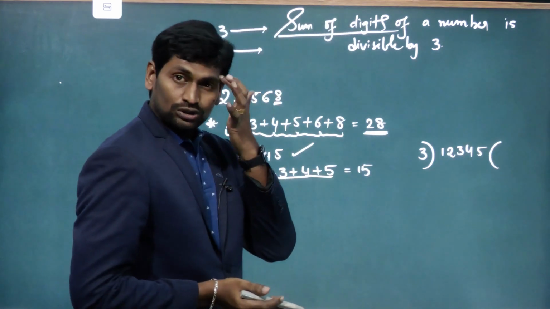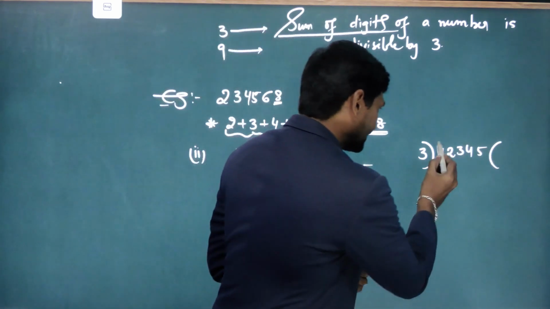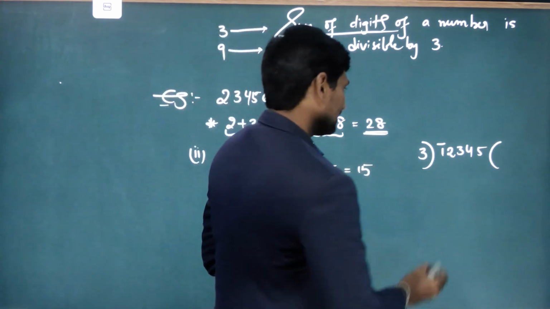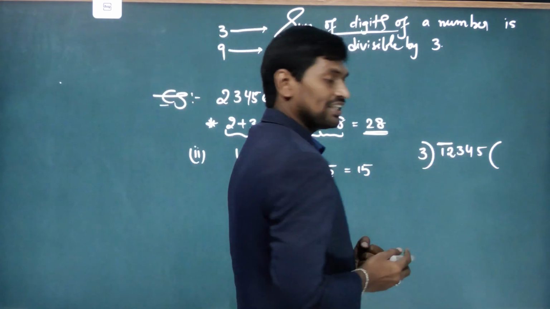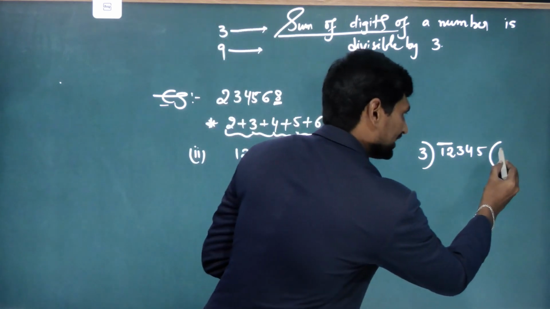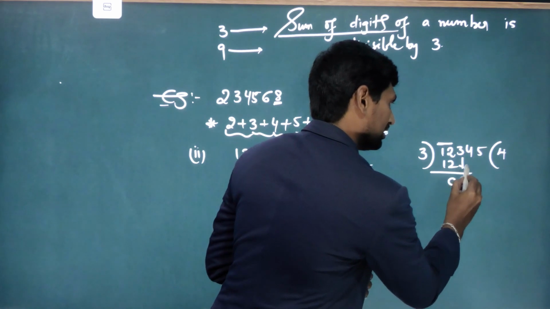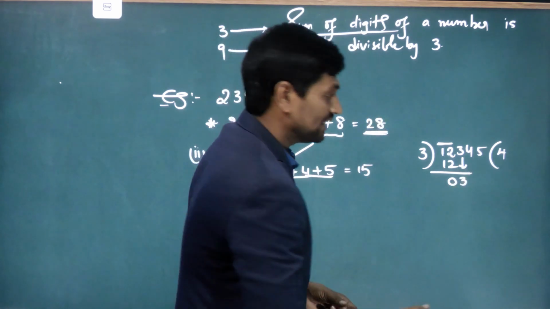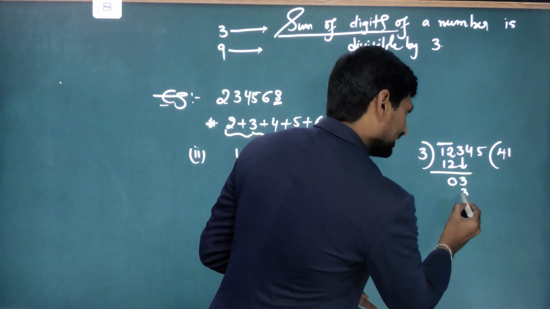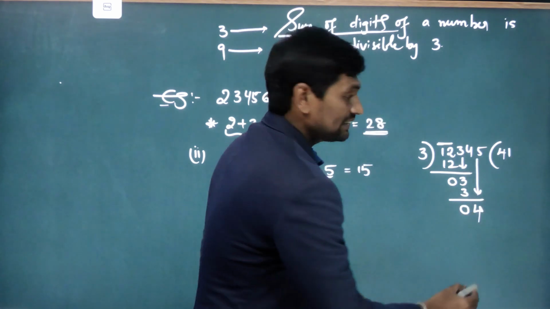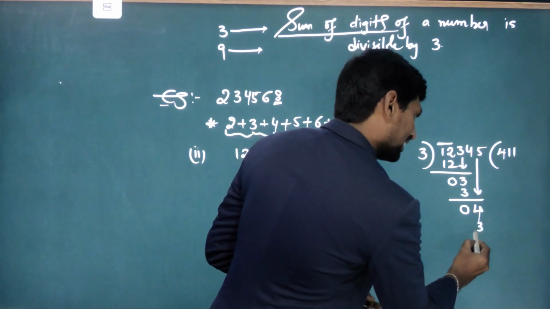Right. So 3 is a single digit number. Let us check the first digit. Single digit is 1. 1 is lesser than 3. So we can check 2 digits together. It is 12. So 3 fours are 12. The remainder is 0. Bring down the next digit 3. 3 ones are 3. Again, remainder is 0. Bring down the digit 4. 3 ones are 3. Remainder 1.